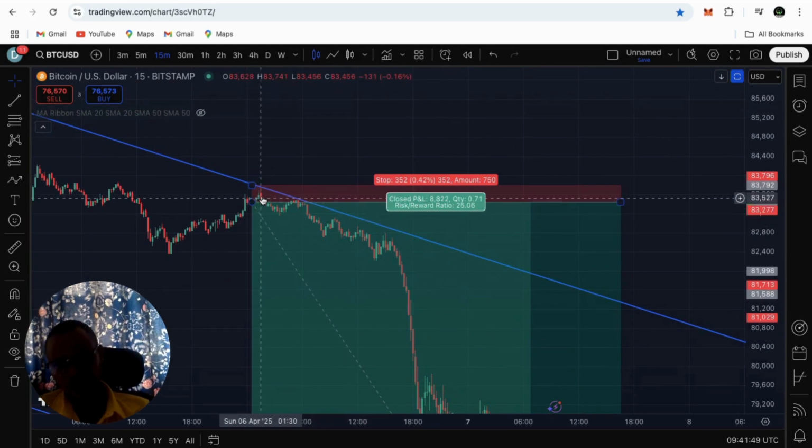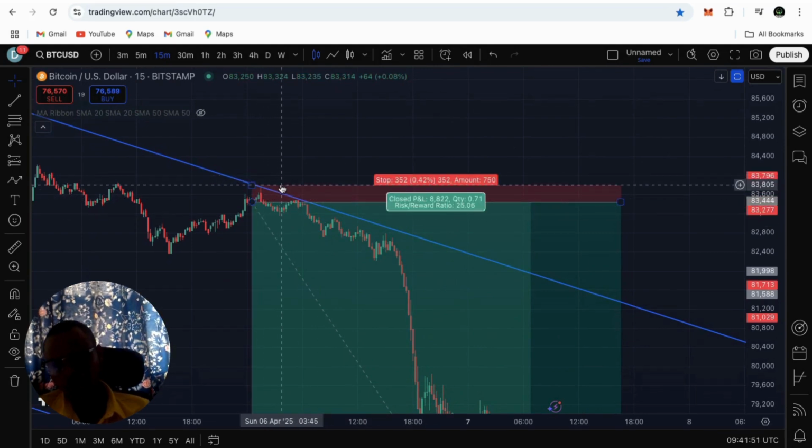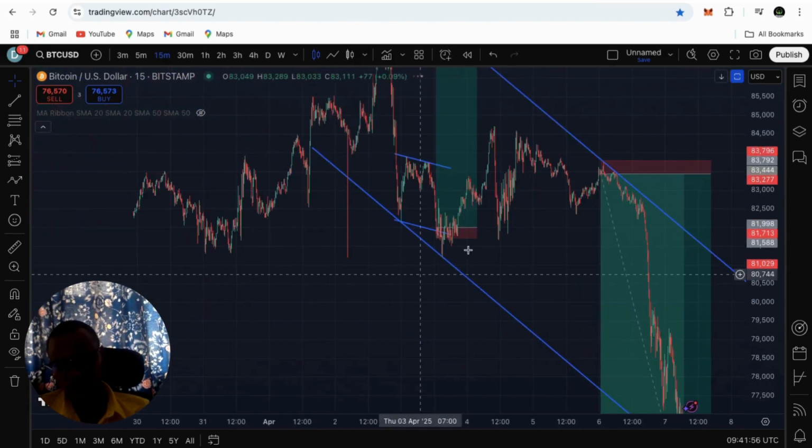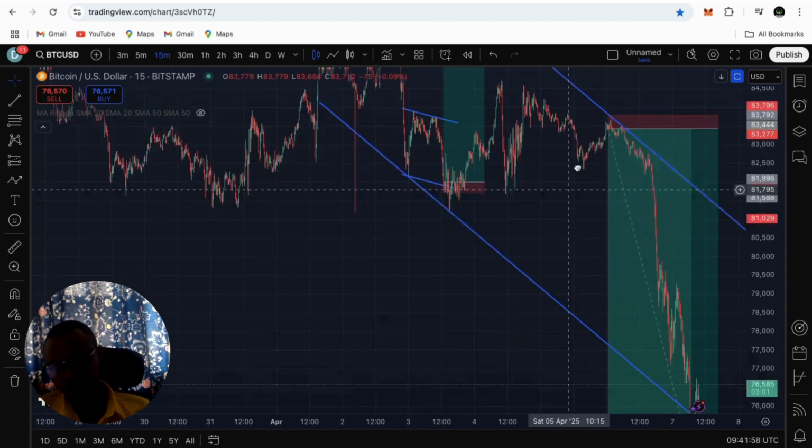I place my sell here, then my stop loss is always at the top of that candle. Now watch what really happened. Then where is supposed to be my TP? If you look at this place now, where is the lowest low after this place?